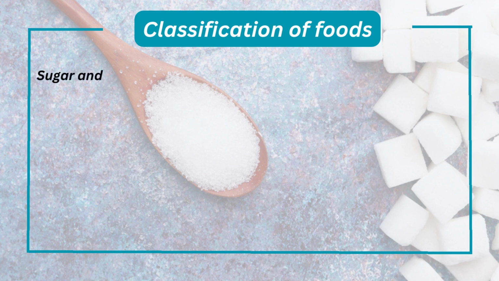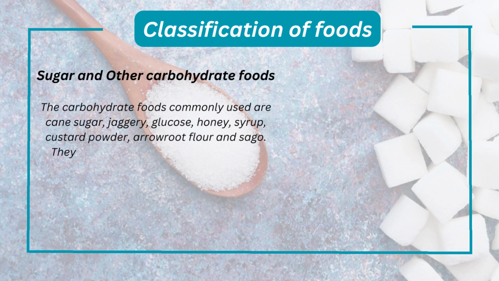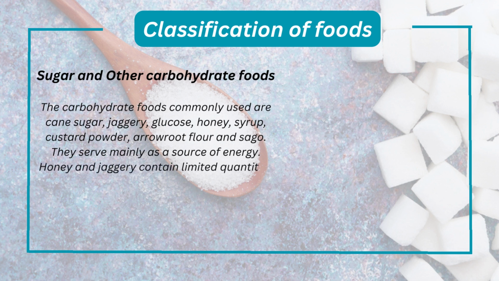Now tenth is sugar and other carbohydrate foods. The carbohydrate foods commonly used are sugarcane, chicory, glucose, honey, syrup, custard powder, arrowroot flour and sago. They serve mainly as a source of energy. Honey and jaggery contain limited quantity of minerals and vitamins.